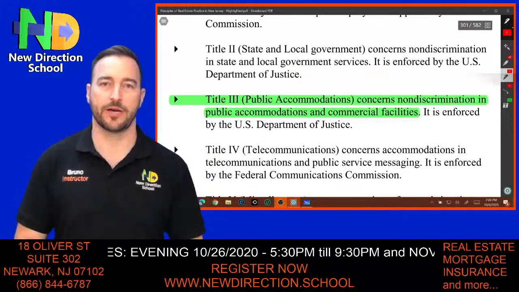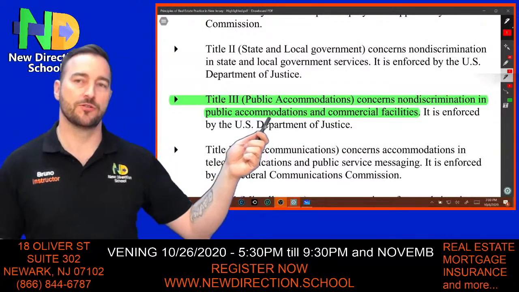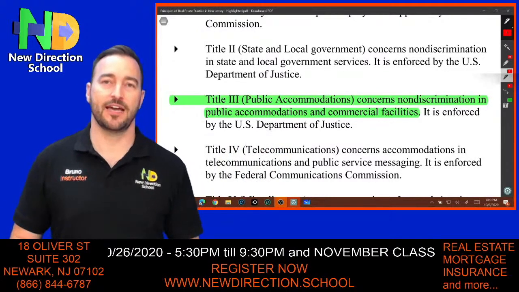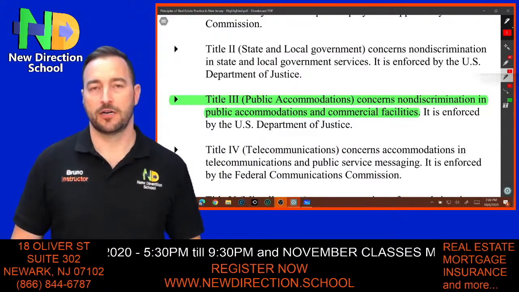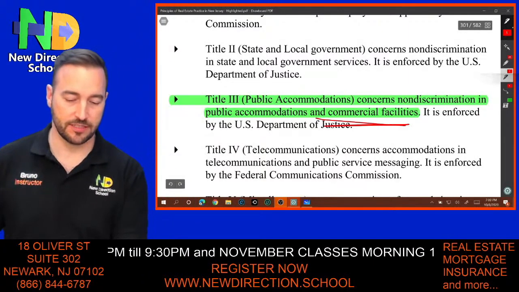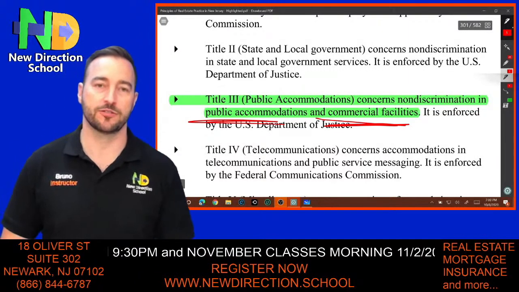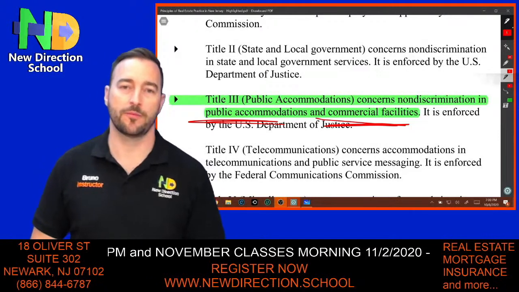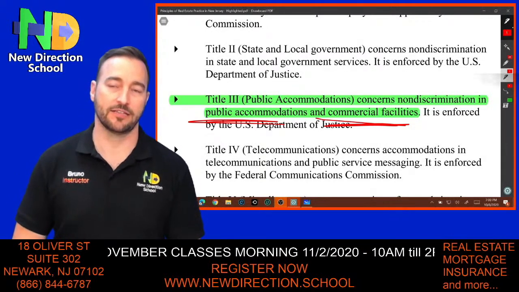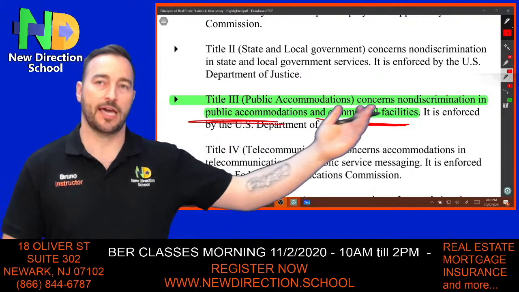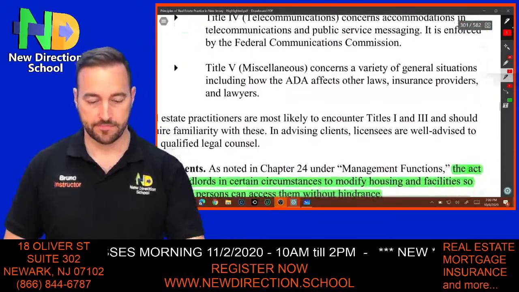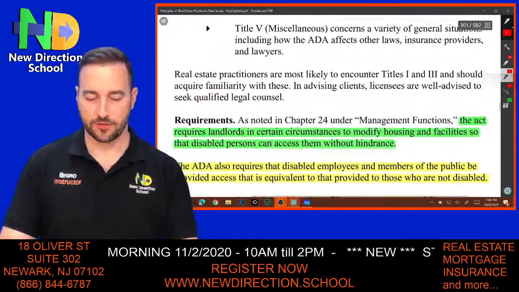It's very, very simple, guys. It applies to public accommodations. So the ADA is only for commercial style properties, so commercial facilities and public accommodations. That's what you need to remember. ADA, people with disabilities are protected against discrimination in public and commercial facilities. Requirements for this act.